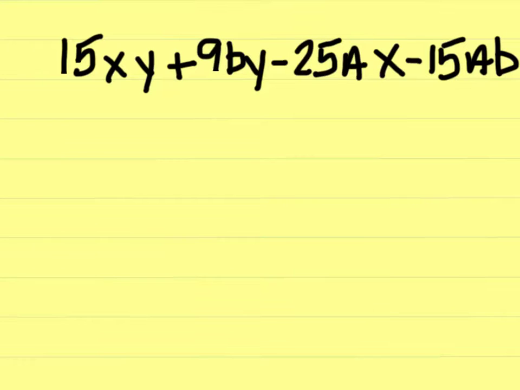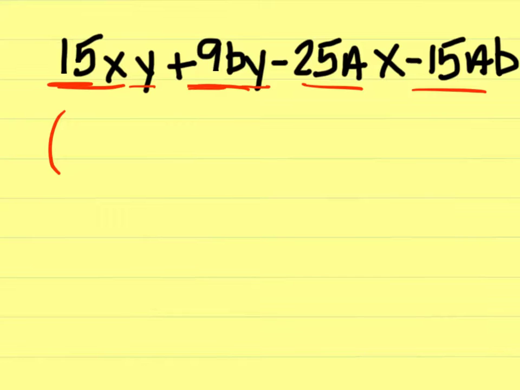Here's an example. You have 15xy plus 9by minus 25ax minus 15ab. You want to try to factor that by grouping, and grouping means just that. You want to find 2 terms out of these 4 to start with that have the most in common. For example, you have 15 and 9 for these first 2. You can take a 3 out of both of them. You could also take what variable out of them? Y. They both have a y in them, so we'll start with those.